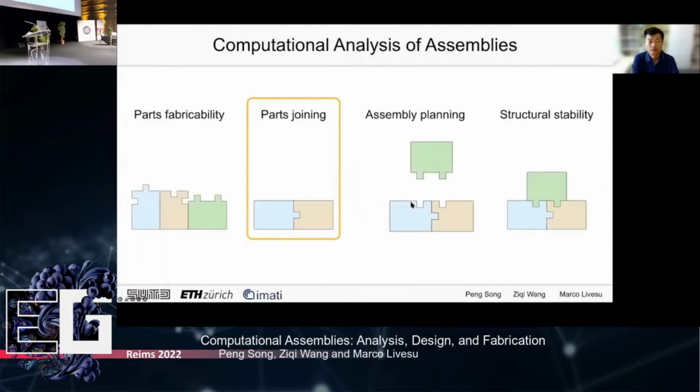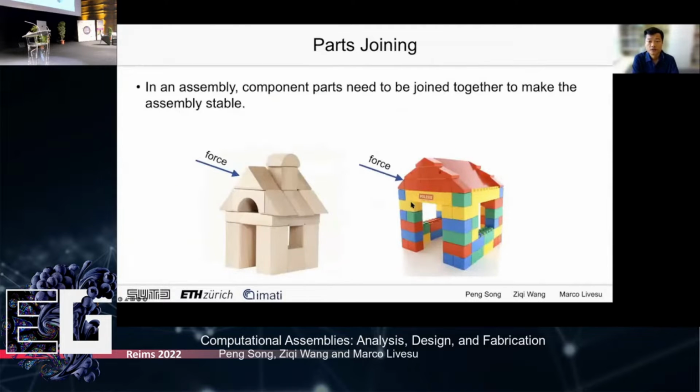Part joining. It is common knowledge that parts in an assembly need to be joined together to make the assembly stable. Compare these two house assemblies. Which one is more stable? It is obvious that the Lego house on the right is more stable than the wooden house on the left, under external forces. But why?